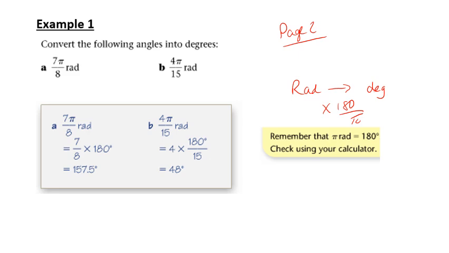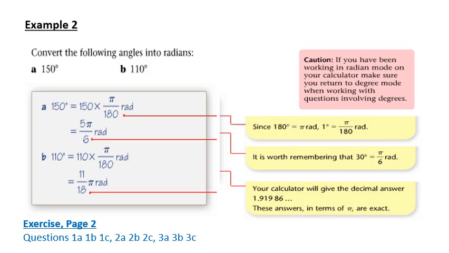So you can have a look through those 2 examples on your own. And then here's another example. This is going the other way. This one's going from degrees into radians. So the method they're using here is multiplying by pi over 180. So it's just the reciprocal of the last slide. So you can get from degrees into radians by timesing by pi over 180.